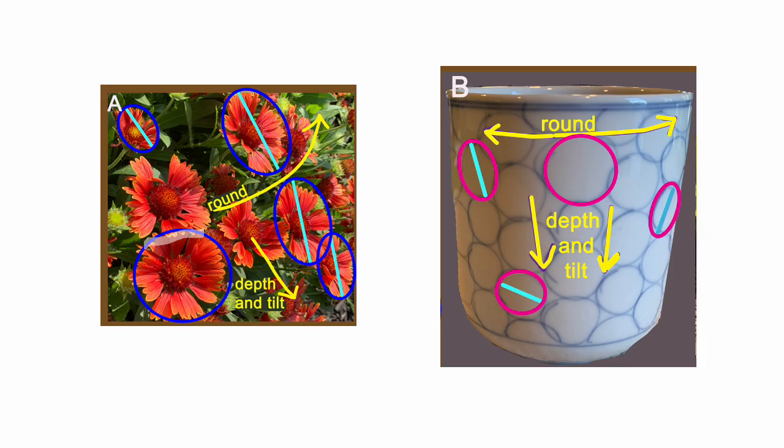This flower is the roundest, so our center of vision must be in the middle. And you can see that the flowers on the side are narrower and tilt upward. Here we have a pattern on a cup, and this is the roundest part of it. So our center of vision is right here. And you can see as the ellipses go toward the distance, they narrow and they tilt up.